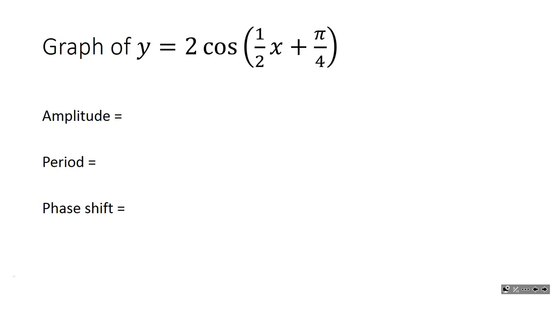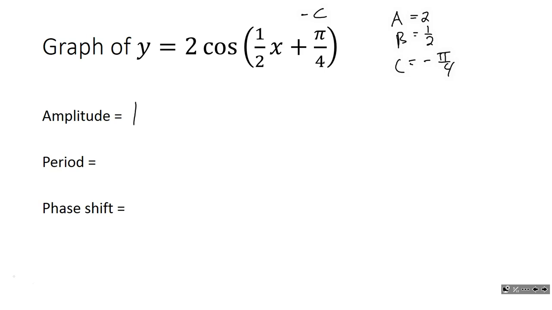Suppose we have y equals 2 times the cosine of 1/2 x plus pi over 4. So looking at our formula here, first of all, notice that a equals 2. B, the number in front of the x, is 1/2, and c is minus pi over 4. You might mistakenly think that it's pi over 4, but on the last slide, this was minus c, so you need to essentially change the sign of it.